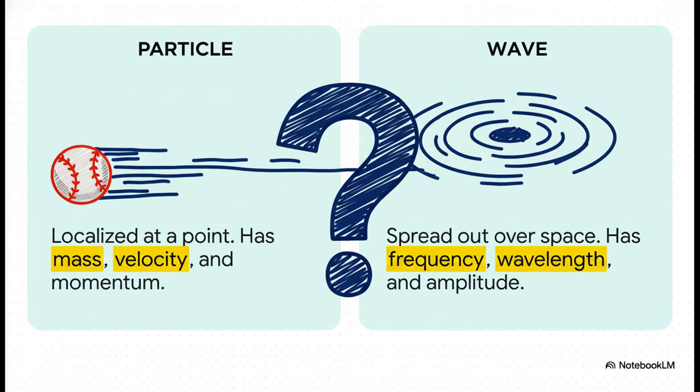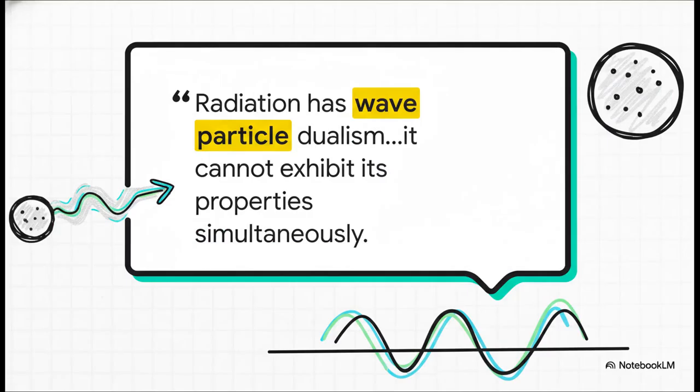Okay, so in the world we see every day, things are pretty straightforward, right? A bowling ball is a particle. It's in one specific place at one specific time. A ripple in a pond, that's a wave. It's spread out. They are two totally different kinds of things. An object can't be both. Or can it? Well, it turns out it can.